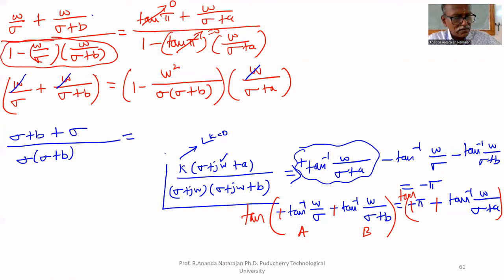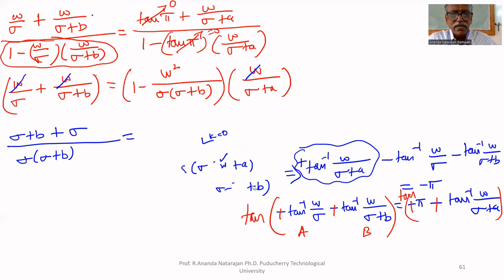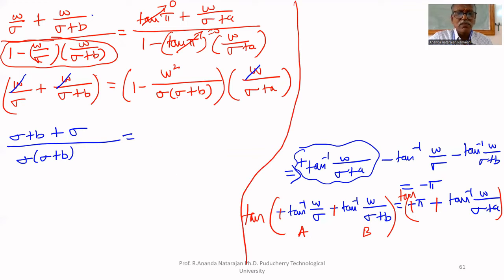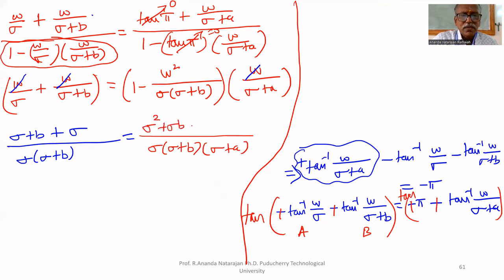Right hand side, what you will get? If you take the LCM, you will get sigma multiplied by sigma plus B, sigma plus A. Here, instead of 1, you will get sigma square plus sigma B minus omega square.